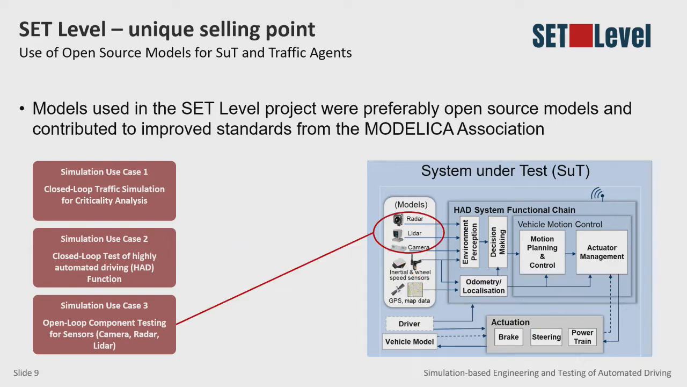And the third, finally, in simulation use case 3, we have concentrated on single sensor models for the purpose of an open loop simulation of components. Finally, it is important to say that all open source models are made available for public use in other projects and so on within the automation solution centered for simulation called ASAM after the SuT level project.